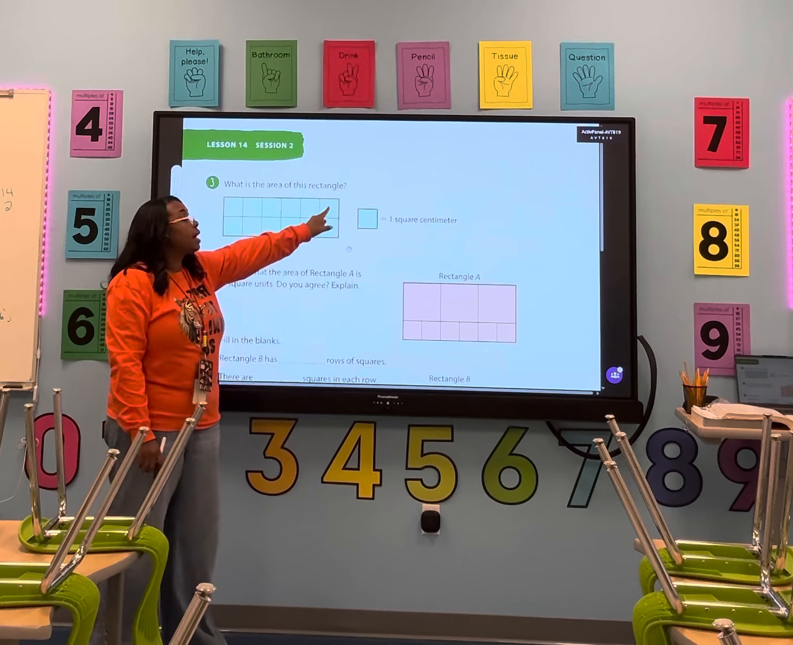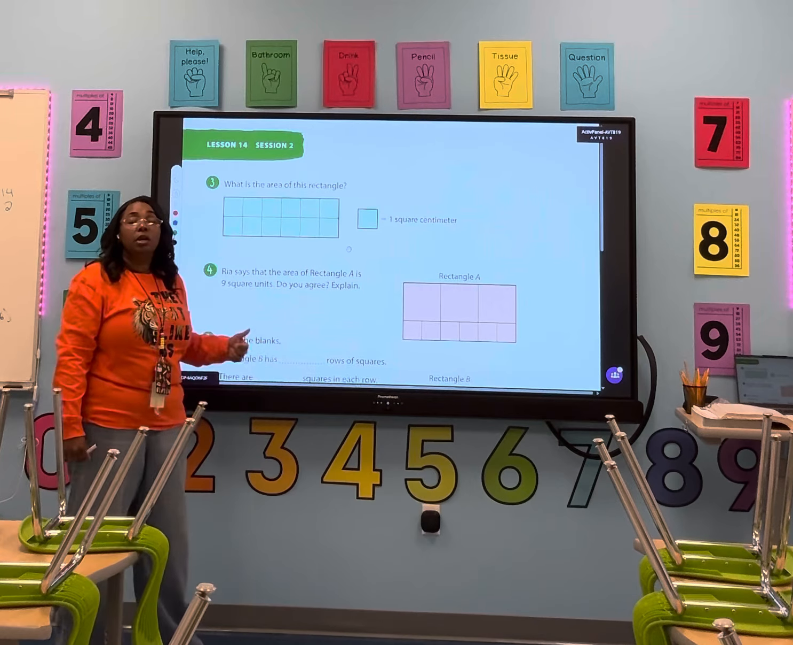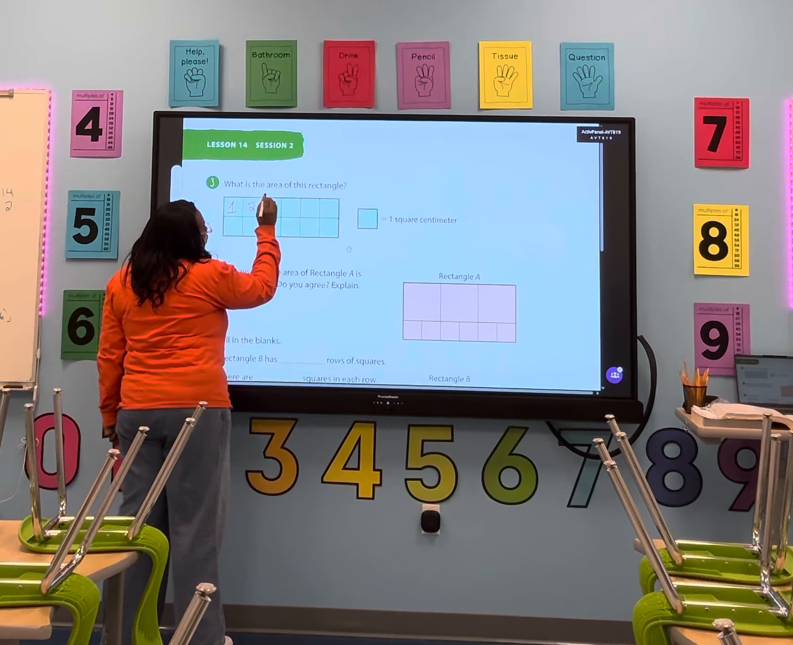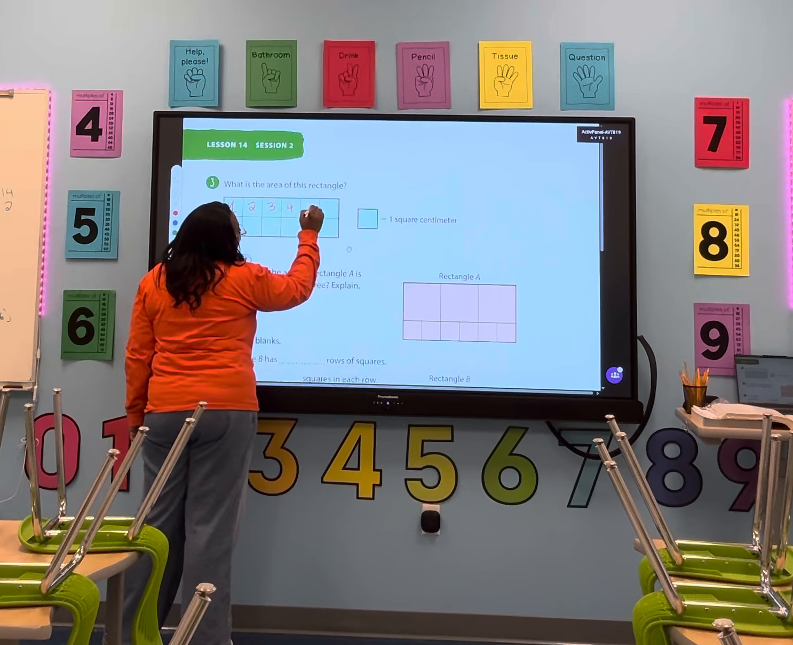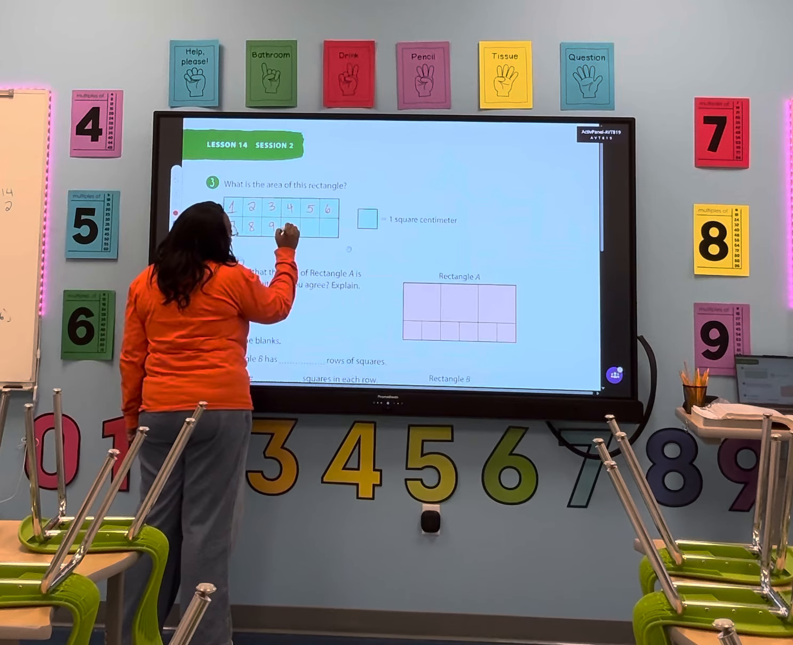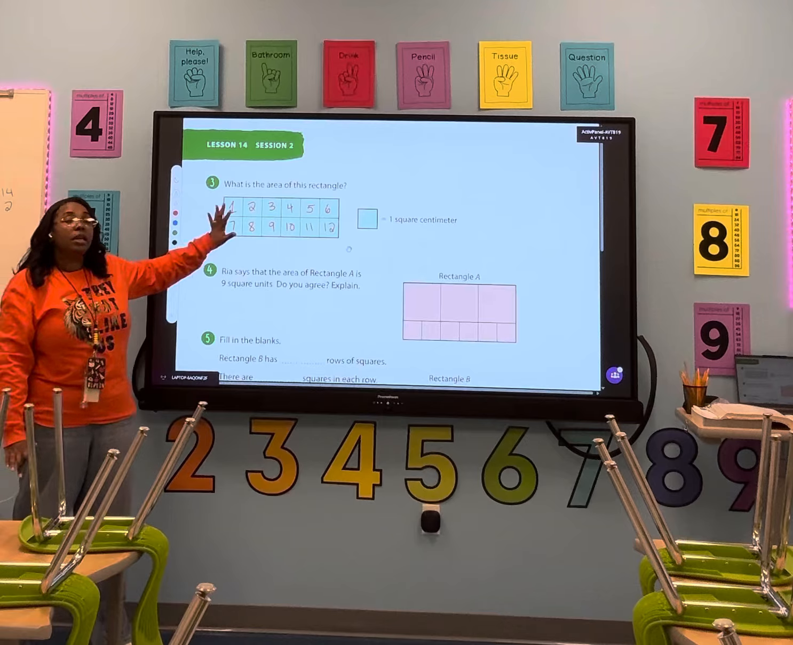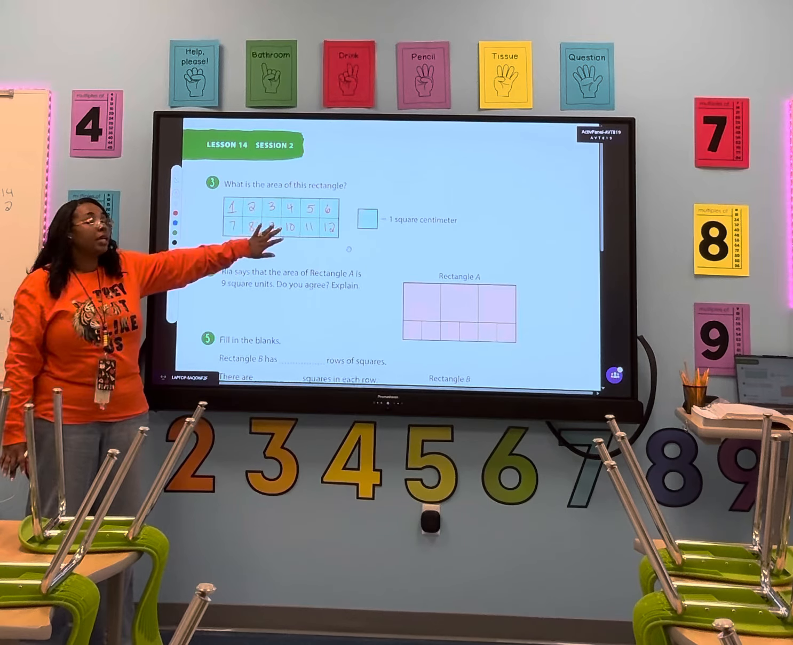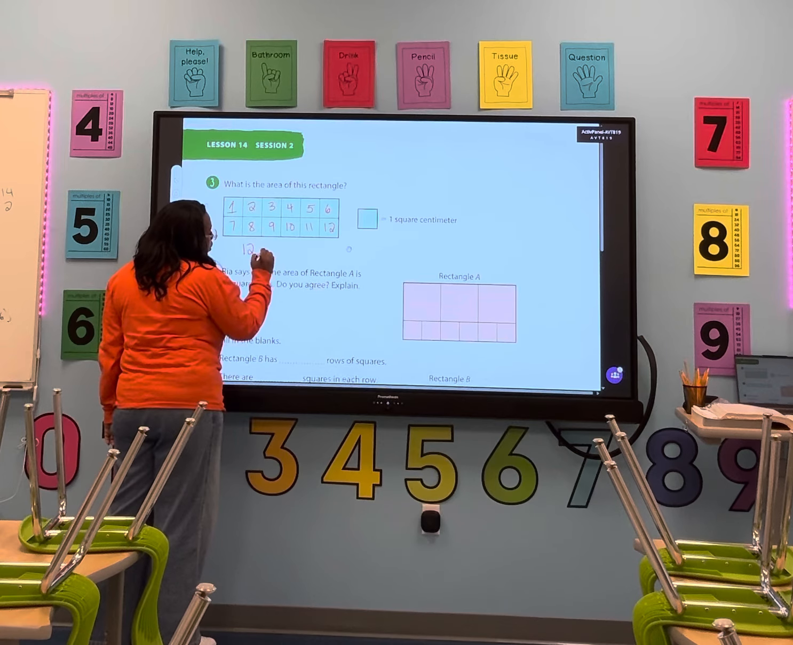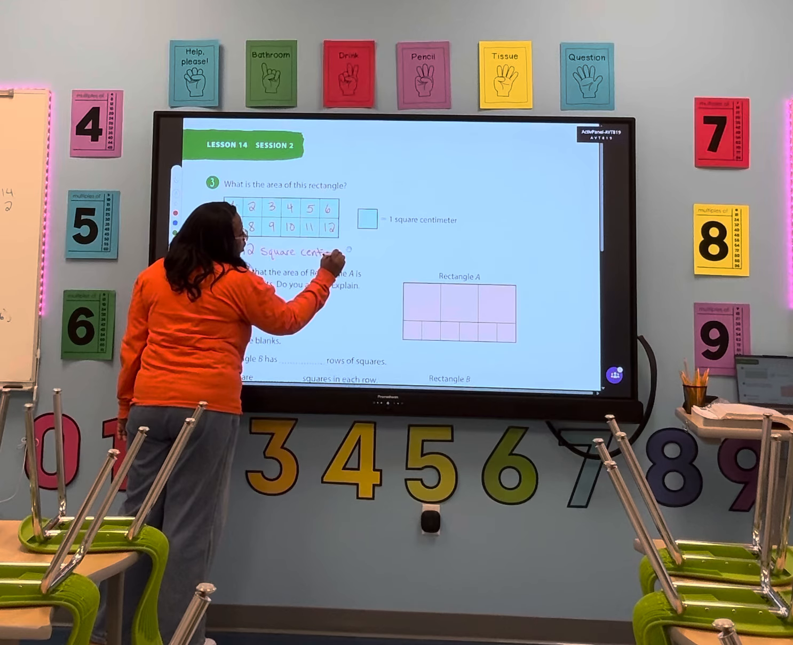So if this square is the same size as these squares, then they would be the same amount. So all of these would be 1 centimeter. So we can go ahead and count by ones. So this will be 1, 2, 3, 4, 5, 6, 7, 8, 9, 10, 11, 12. So we now know that the area of this rectangle is 12 square centimeters. So you would write 12 square centimeters and make sure you put that unit.